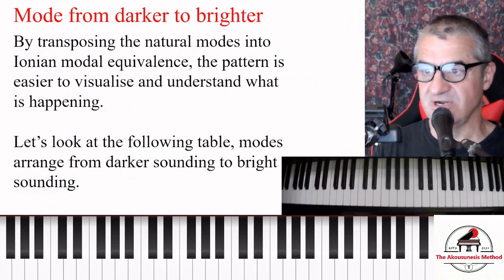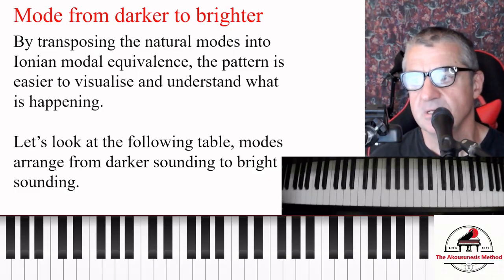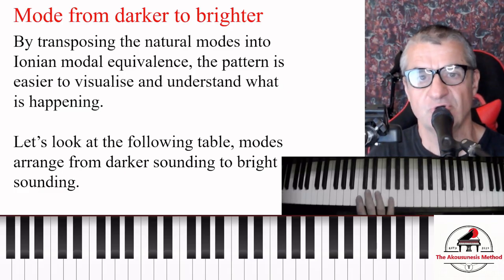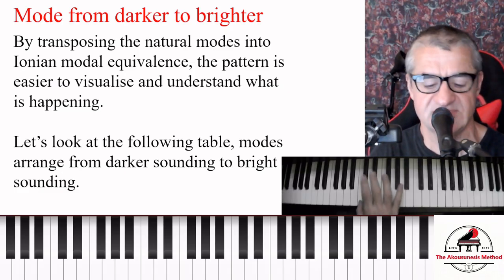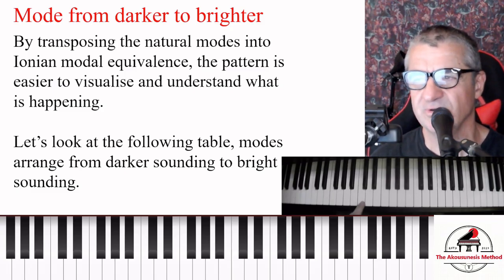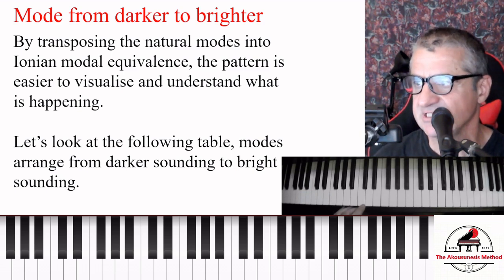Modes from darker to bright. Now we're going to put them in order, right? By transposing the natural modes into the Ionian modal equivalence. So we call that a modal equivalent, that we found all the modal equivalents. We'll look more into modal equivalents, what that means, and we'll do much more about that. But so the pattern's easier to visualize, understanding what is happening, let's look at the following table.